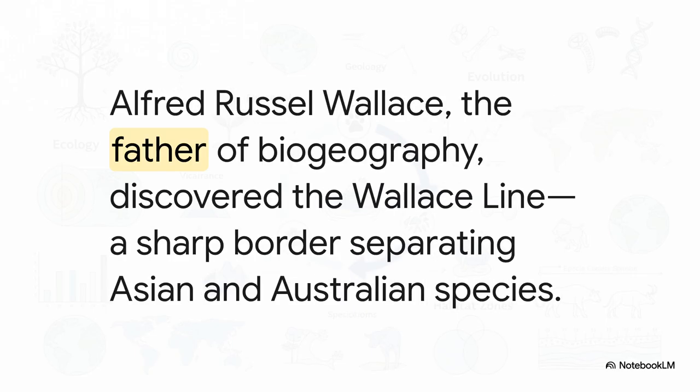And then we have to talk about Alfred Russel Wallace. Get this. While literally bedridden with a severe fever in the East Indies, he independently came up with the theory of natural selection. But his absolute triumph in this specific field came from his obsessive mapping of the Malay archipelago. He discovered what we now call the Wallace Line, this incredibly sharp, invisible geographic border that totally separates Asian species from Australian ones. His work was so groundbreaking, he is universally recognized today as the father of biogeography.